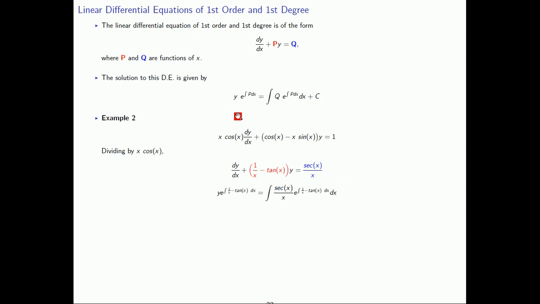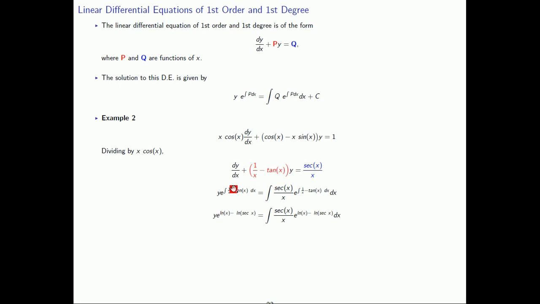Now applying the solution, it will be y into e raised to integral p dx, and p is 1 upon x minus tan x, equal to integral of q, which is sec x upon x, into e raised to integral of 1 upon x minus tan x dx. So in this step we just substituted the functions p and q.